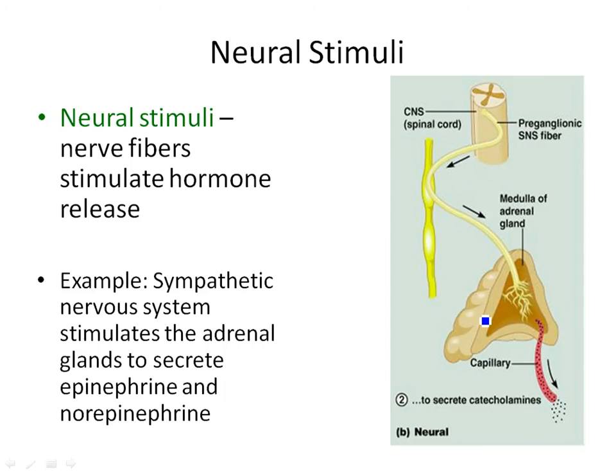The second example we want to look at is the neural stimulus. Okay, so you have nerve fibers that are going to stimulate a particular hormone to be released. Now, the example I like to use on this one is the one that you see here with the adrenal gland. Okay, so this is your adrenal gland. Remember where your adrenal glands sit? They sit on top of the kidneys.